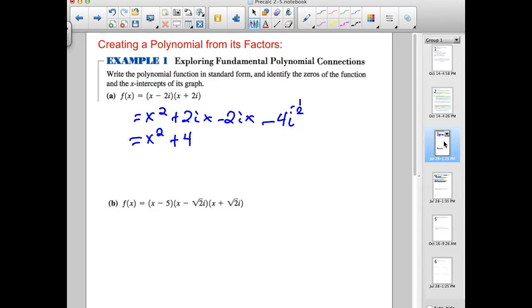All right, now they asked us to find zeros and X-intercepts. Our zeros, if we go back looking at our original factors, we have the first factor giving us a zero at 2i. The second factor gives us a zero at negative 2i. And because those zeros are imaginary, we would say we have no X-intercepts. They will not show up as parts of your graph.